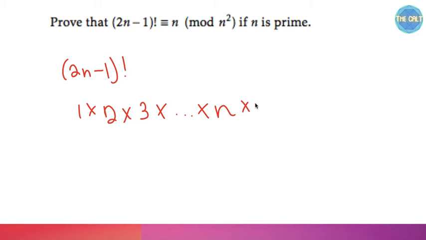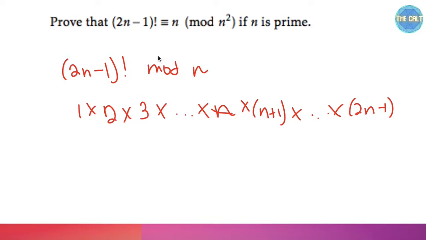Now, I'll just write out the rest of the factors, n plus 1, all the way till 2n minus 1. So, the first thing that we can do is divide out this n. Now we have all these other factors, and what we can do is take it mod n, since it's 0, we've divided by n. And now let's take it mod n again. So essentially we're trying to take a mod n squared, so we can take a mod n twice.